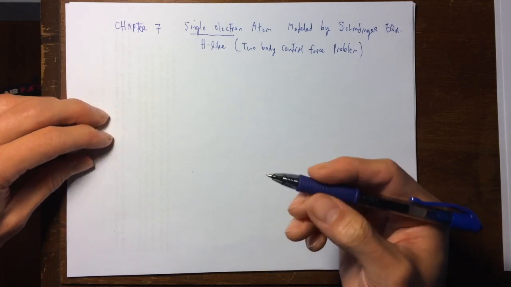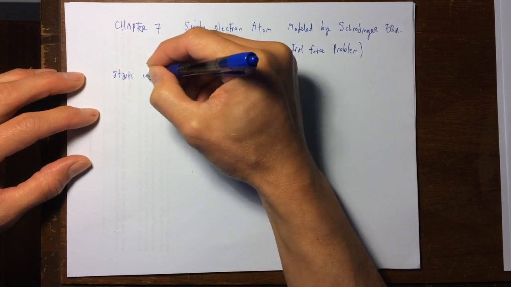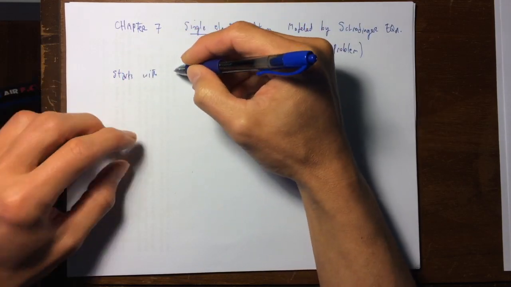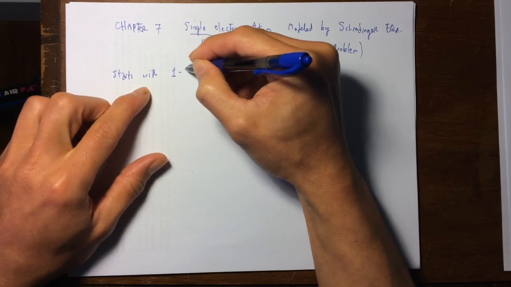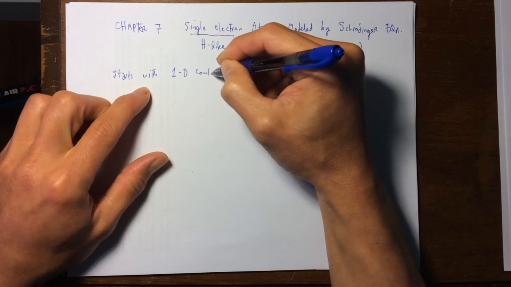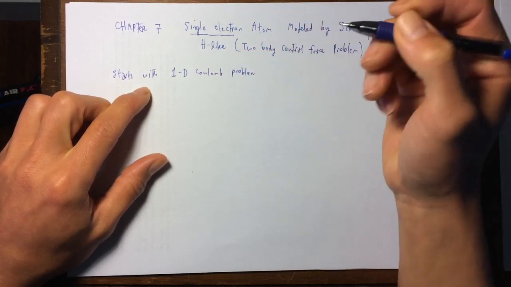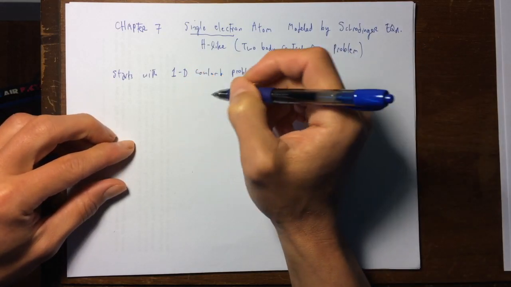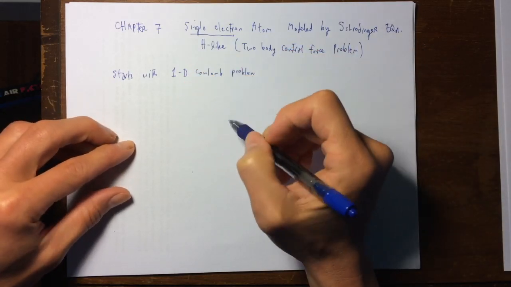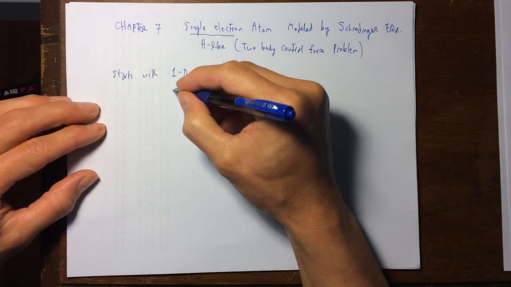So it starts off with something kind of strange. It starts with the one-dimensional Coulomb problem. The way it writes it down is it models with Schrodinger's equation a particle trapped in a one-dimensional Coulomb potential. So it looks like this.